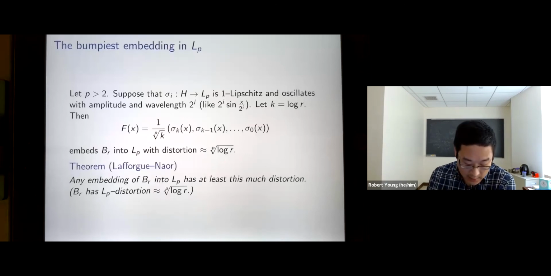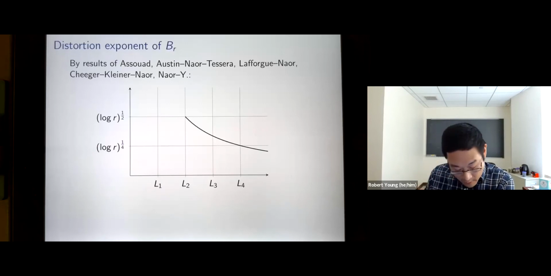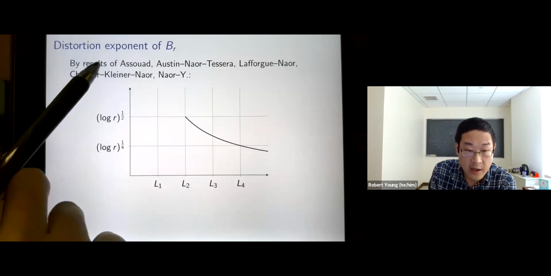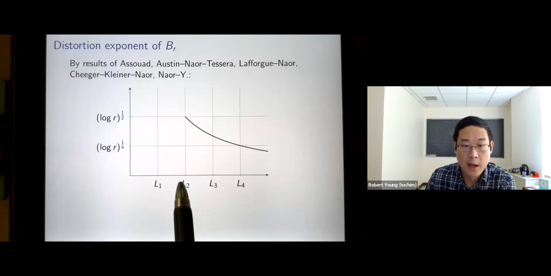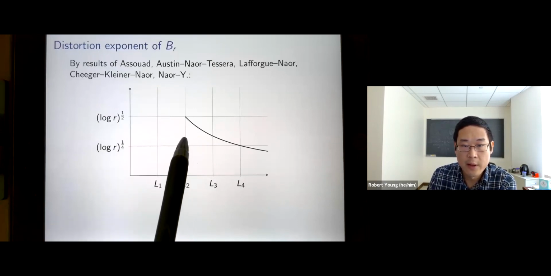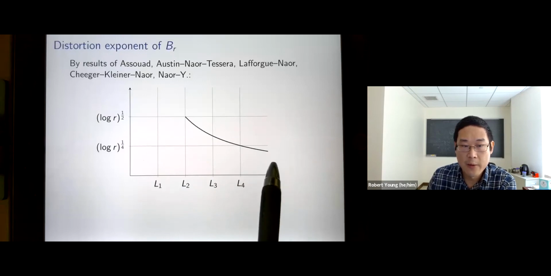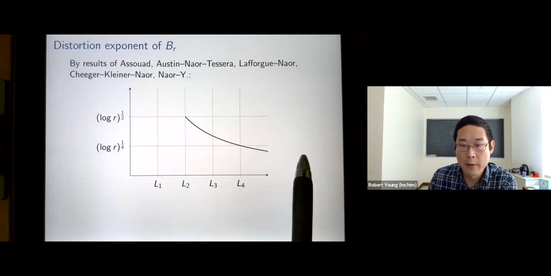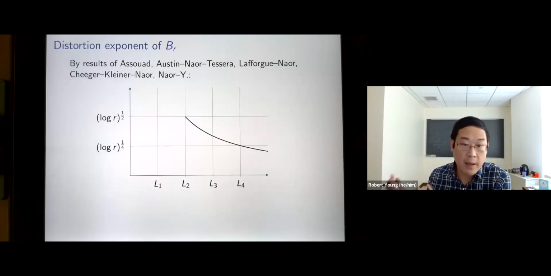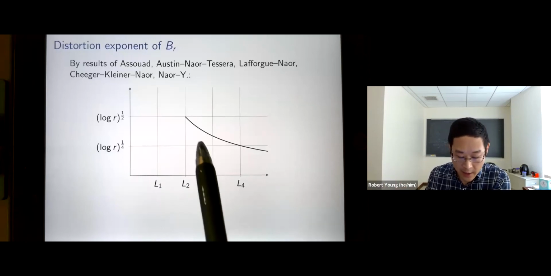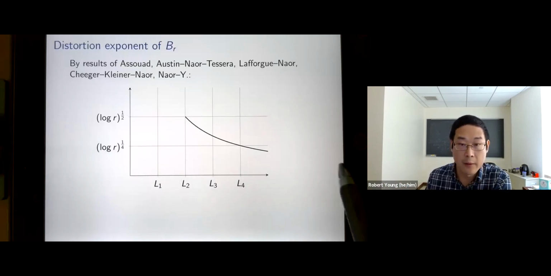Okay. So we can draw a picture, we can draw a graph. The distortion exponent of B_R looks like this. If we want to embed B_R into L2, it's going to take root log r distortion. If we want to embed it into L^p for p bigger than 2, it's going to take pth root of log r distortion. And so as p increases, this distortion gets smaller and smaller, which kind of makes sense because we know that any metric space embeds isometrically, with distortion 1, in L infinity. And so it makes sense that as p goes to infinity, this distortion is getting smaller and smaller.